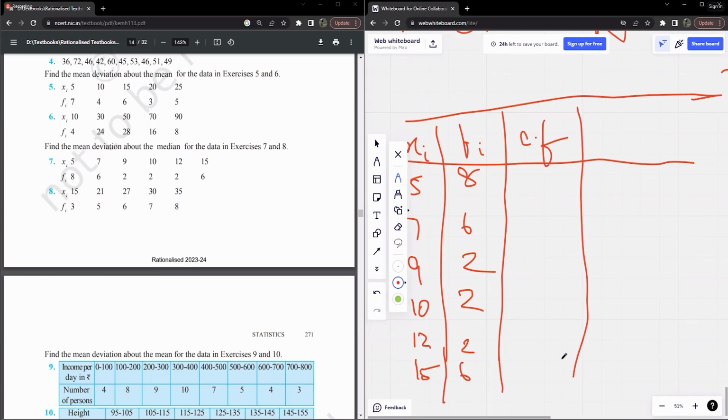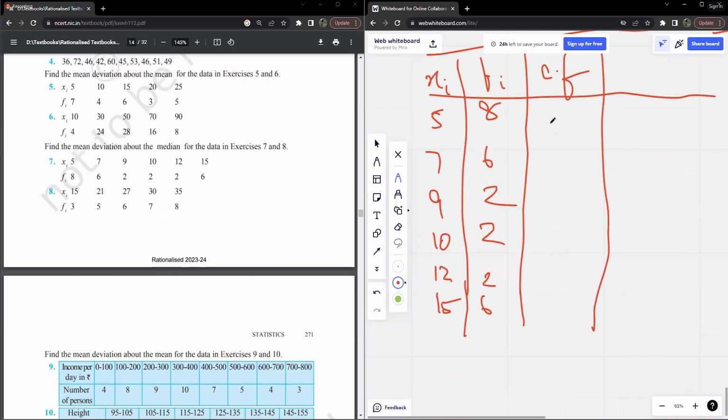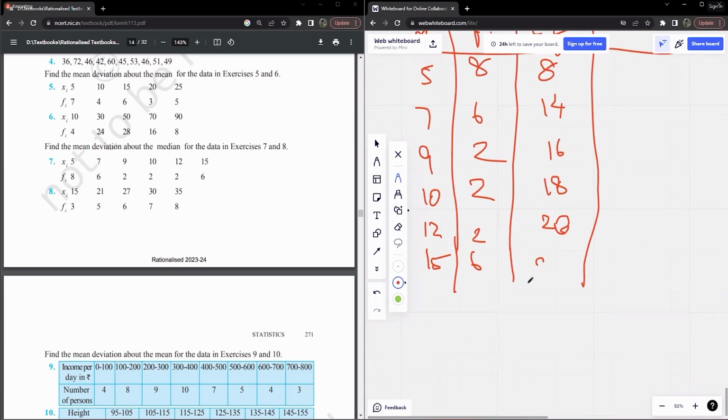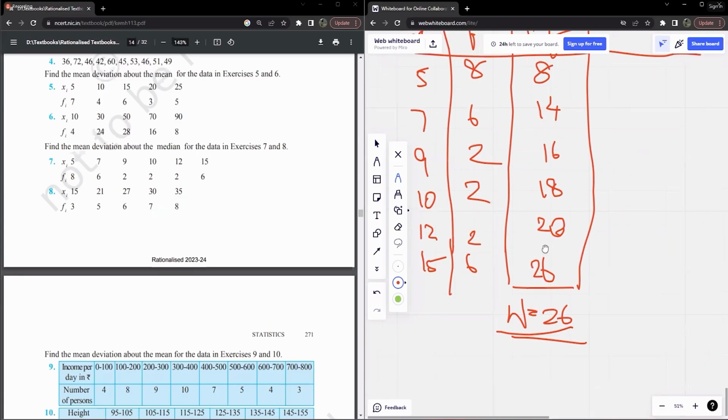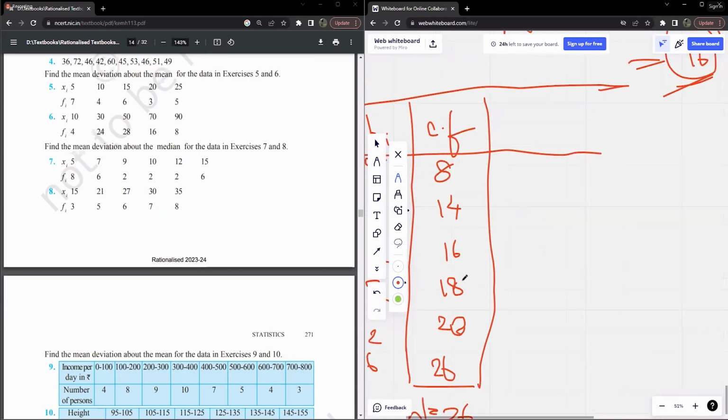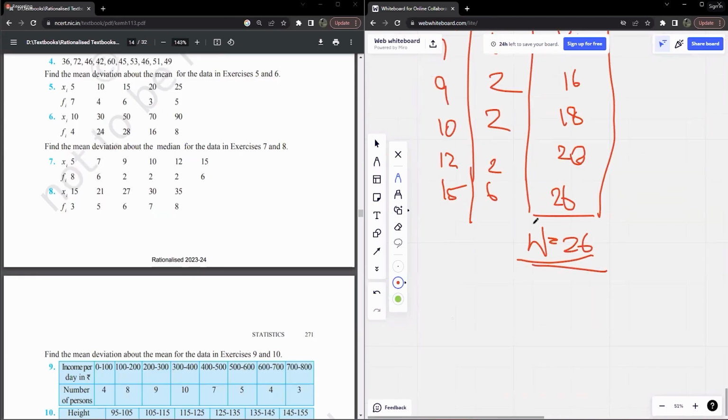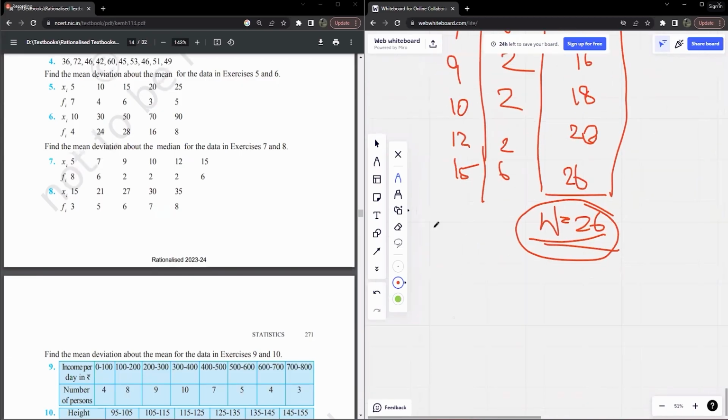The cumulative frequency for the data set is basically, this is 8. 8 plus 6 giving 14. 14 plus 2 giving 16. 16 plus 2 giving 18. 18 plus 2 giving 20. And 20 plus 6 giving 26. Which means that this is 26, not 66. The net frequency, or the number of observations that we have, is basically 26.